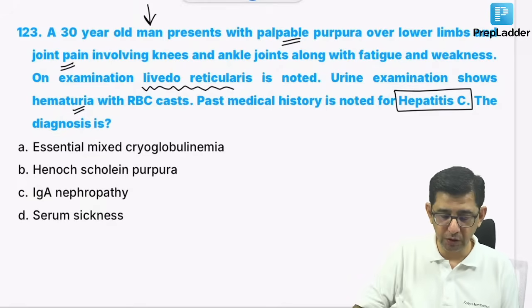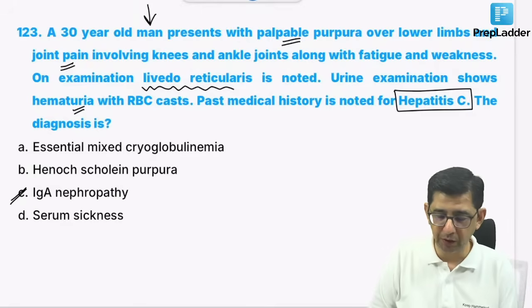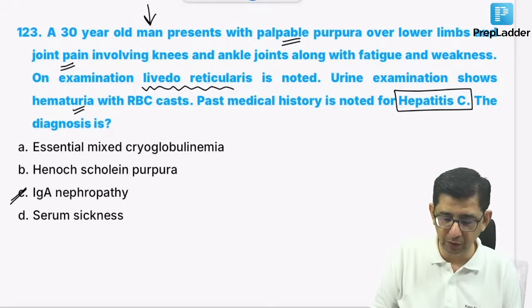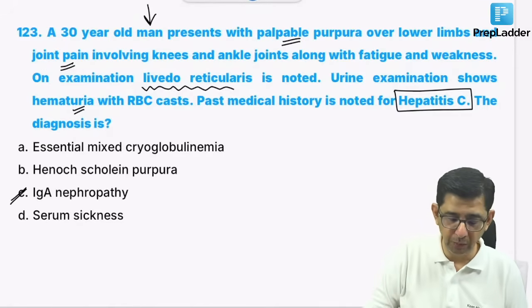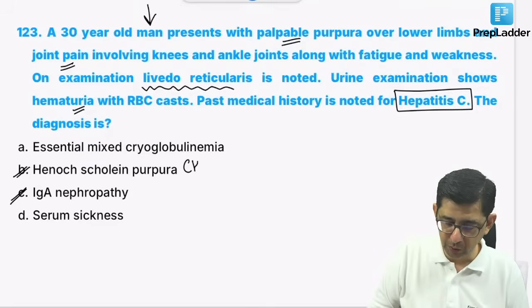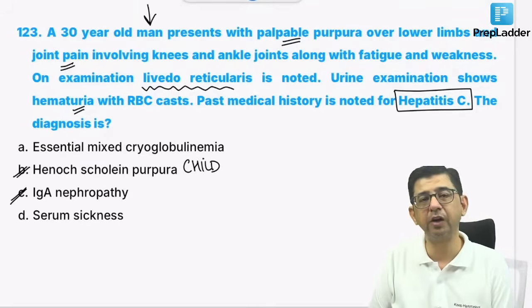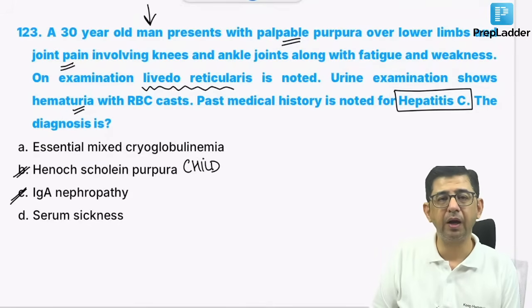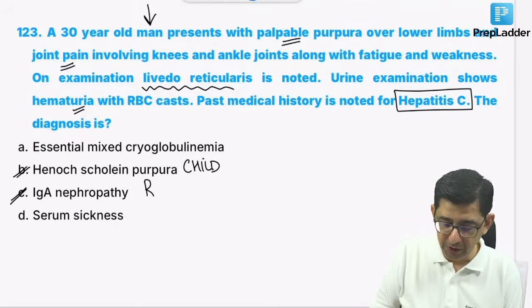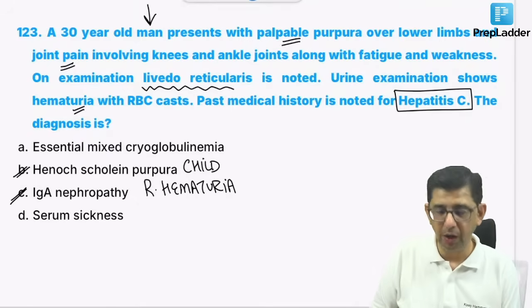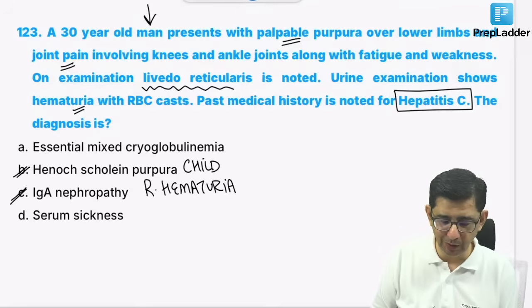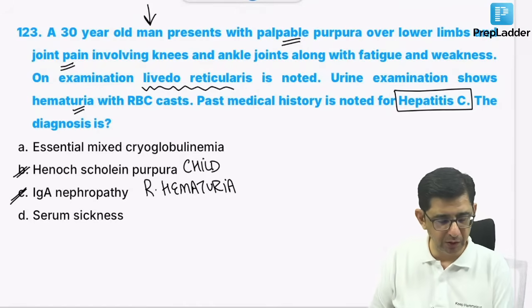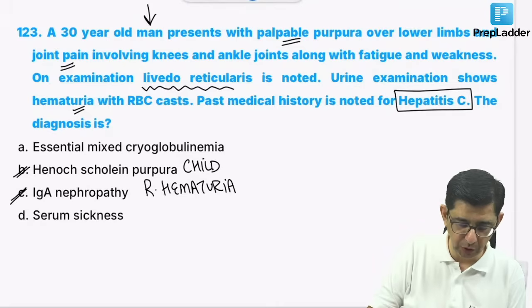This is not a case of IgA nephropathy, because IgA nephropathy will not be presenting with livedo reticularis and the arthralgia component which is present. Henoch-Schönlein purpura is going to be mainly with respect to a child, and there would be abdominal pain that would be described in the case as well. IgA nephropathy mainly presents with recurrent episodes of hematuria. So two options have been ruled out, and we are left between two. That is essential mixed cryoglobulinemia, and the second is serum sickness. And the correct answer in this patient would be option number A.